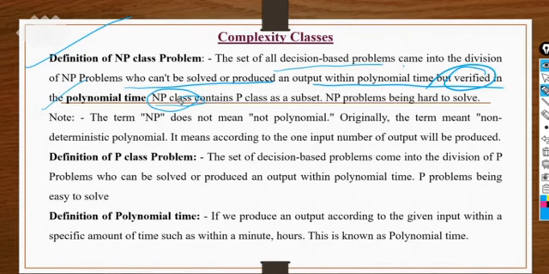So it's clear to us what, but how is not clear to us, right? And P is a subset of it. P class is a subset here. NP problems are hard to solve.